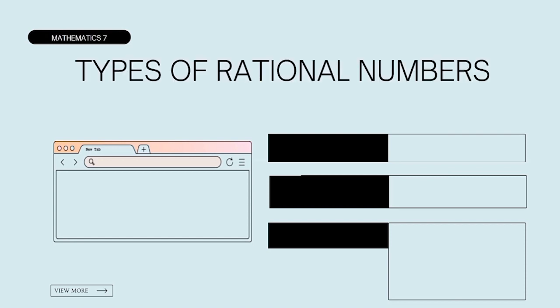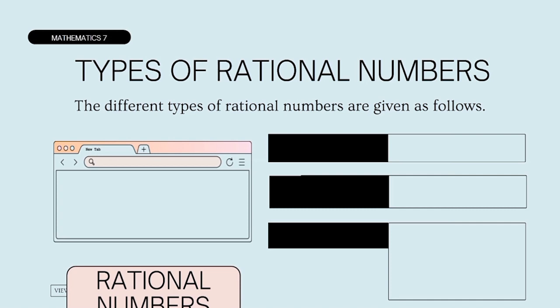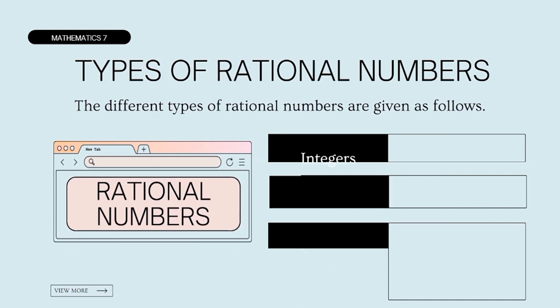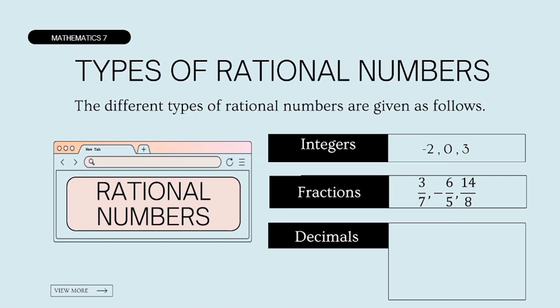Types of rational numbers. The different types of rational numbers are given as follows. First, integers. Any integer can be converted cleanly into a fraction, like negative 2, 0, 3, etc. These are rational numbers because they can be expressed as a fraction such as negative 2 over 1, 0 over 1, and 3 over 1. Next, we have fractions, whose numerators and denominators are integers, like 3 over 7, negative 6 over 5, etc. These are also rational numbers.